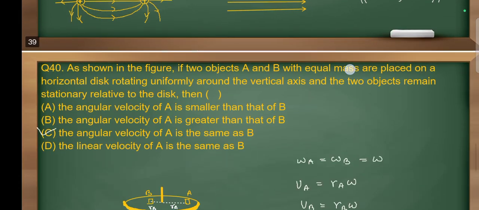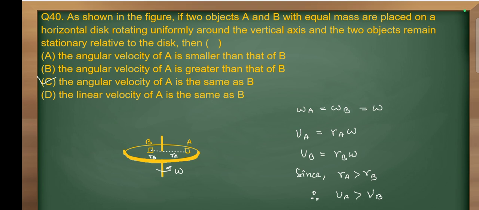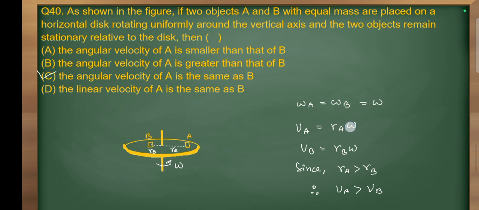Now move to our last question, question number 40. As shown in the figure, two objects A and B with equal masses are placed on a horizontal disk rotating uniformly around the vertical axis, and the two objects remain stationary relative to the disk. Here the disk is rotating with the same angular velocity omega.